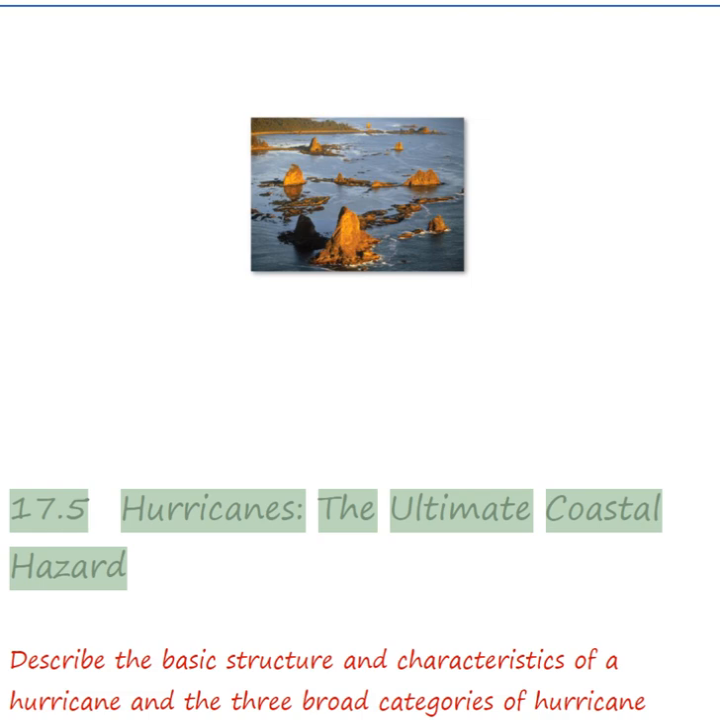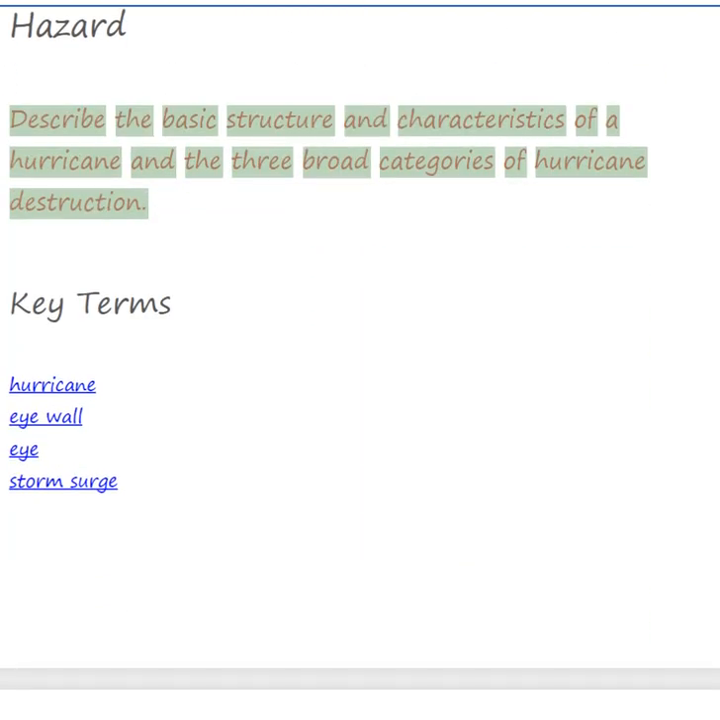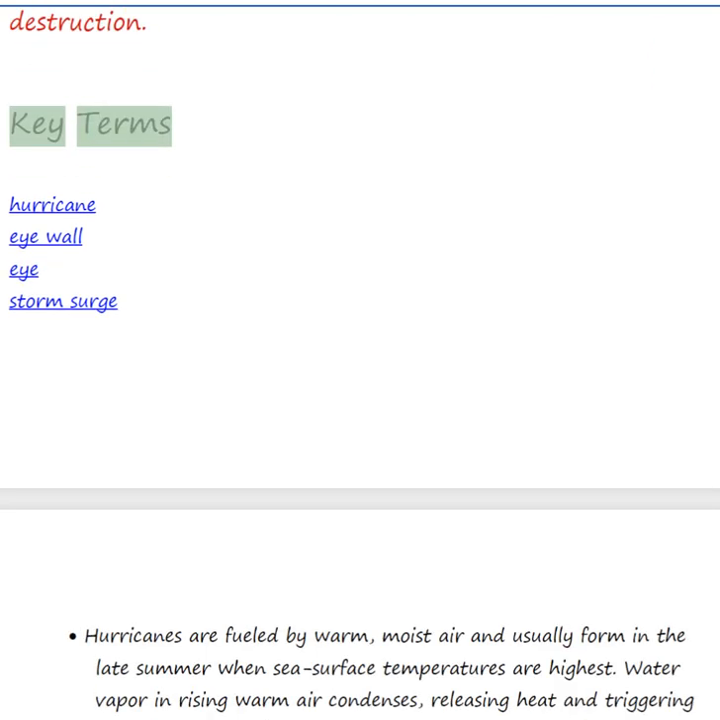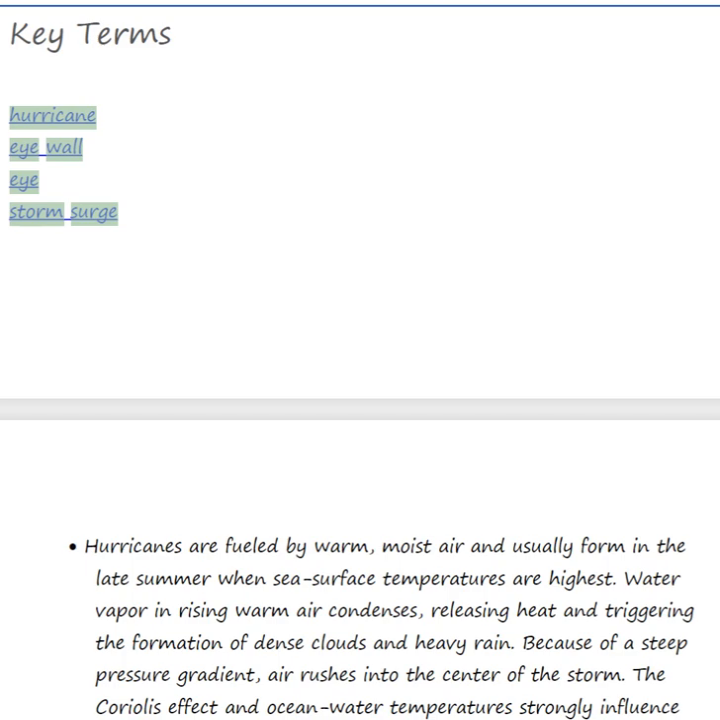17.5 Hurricanes, the ultimate coastal hazard. Describe the basic structure and characteristics of a hurricane and the three broad categories of hurricane destruction. Key terms: hurricane eye, eye wall, storm surge.